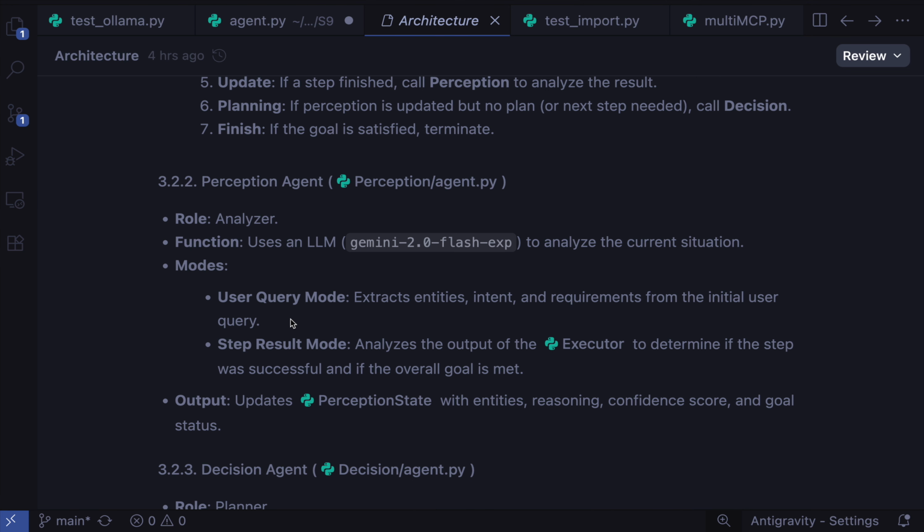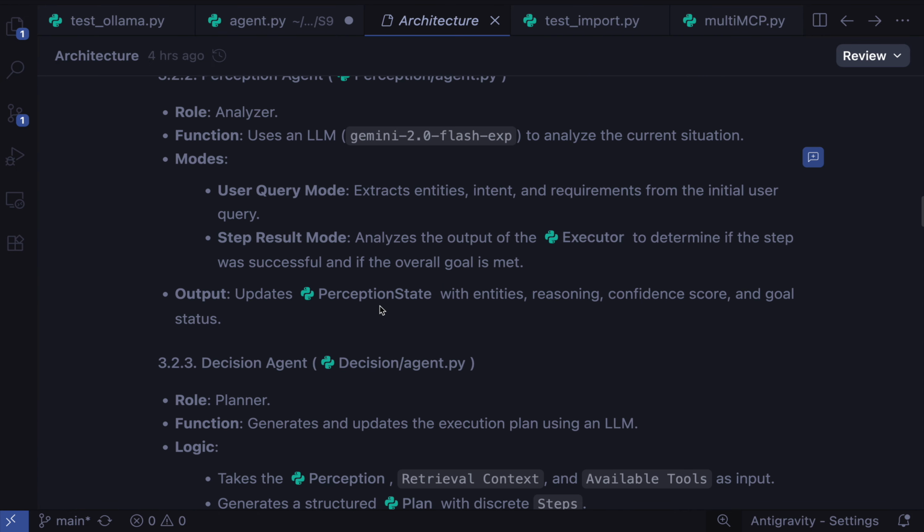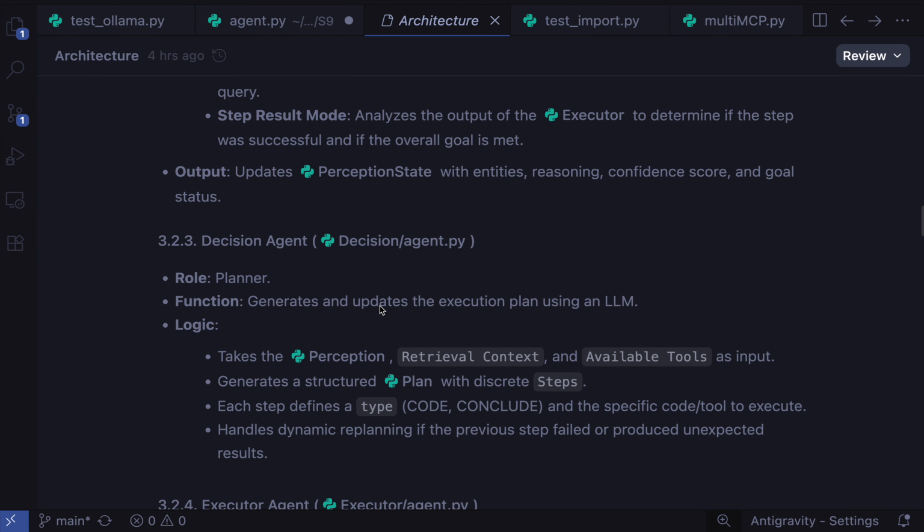Let's talk about the perception agent. It's using the Gemini 2 Flash model. It takes the query and extracts entities, intents and requirements from the initial user input, and then analyzes the output of the executor and determines whether the step was successful or not. Then it maintains a particular state, which gives you the entities, the reasoning, the confidence score, and whether the goal has been achieved or not.